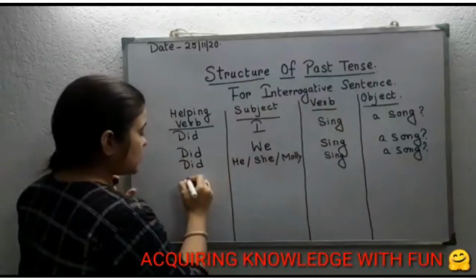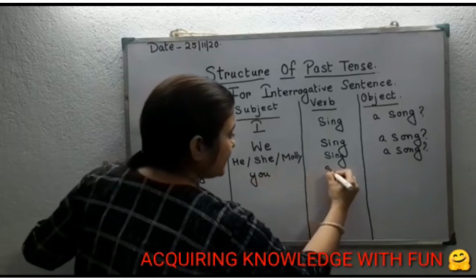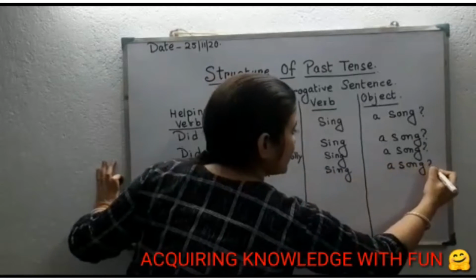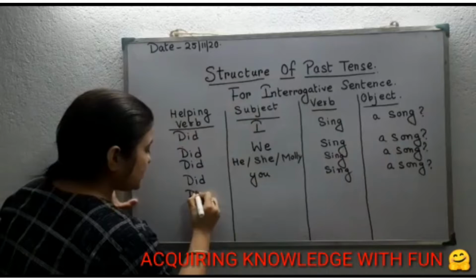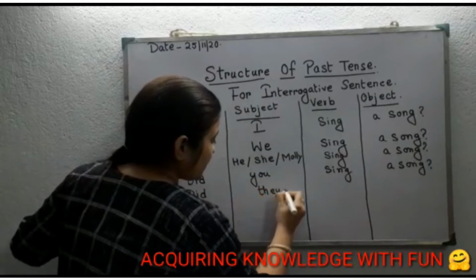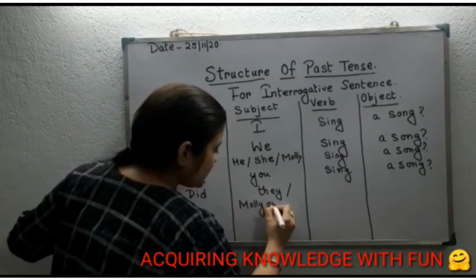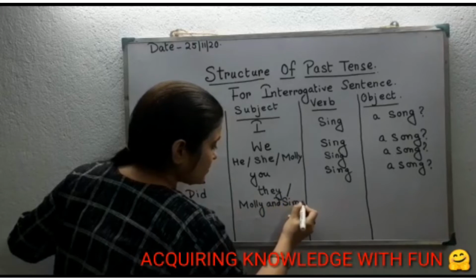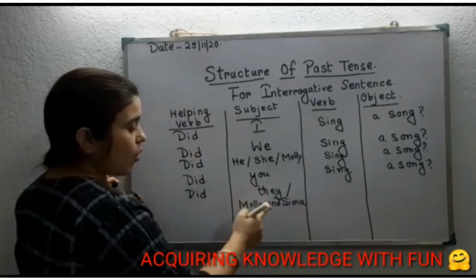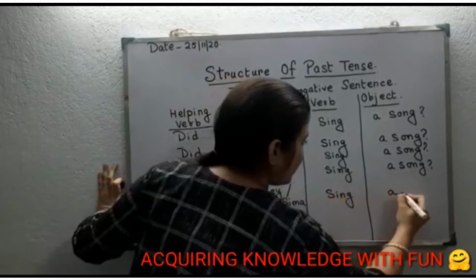Next. Did you sing a song? Okay? Question mark. Next. Did they, or Molly and Seema, okay, did plural, no. Did they or Molly and Seema sing a song?